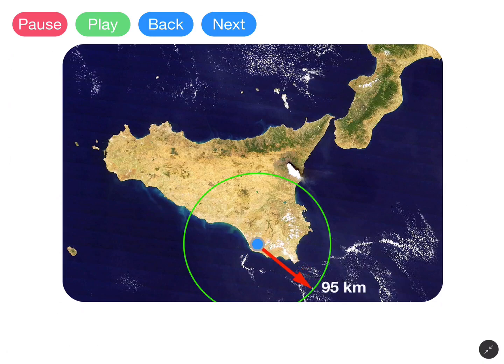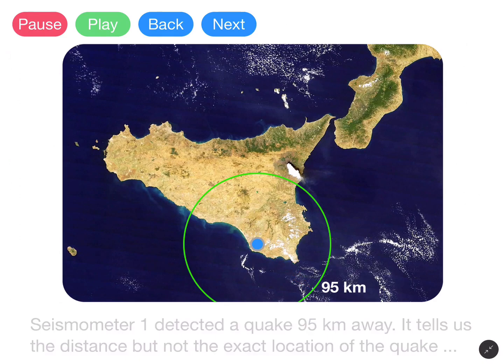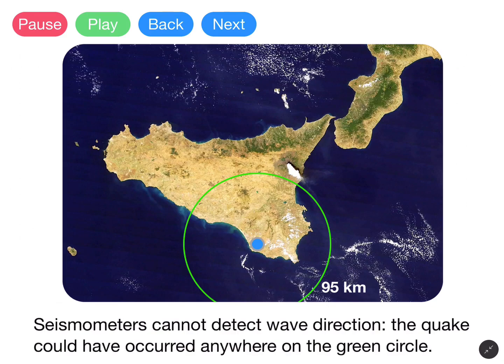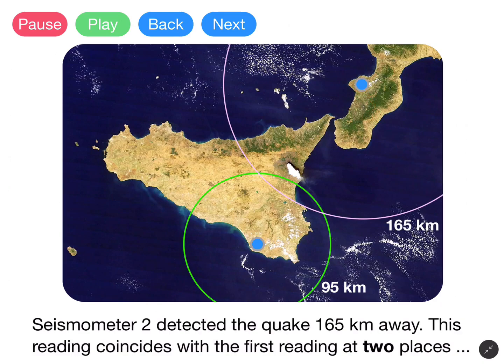Now, scientists can use seismometers to work out exactly where these earthquakes originated. This is called the epicenter. So here, one seismometer is detecting an earthquake 95 kilometers away. But seismometers can only detect the distance waves have traveled, not the exact direction they came from. A second seismometer will help to pinpoint two possible locations for the earthquake's epicenter. Those locations are where the two circles cross.